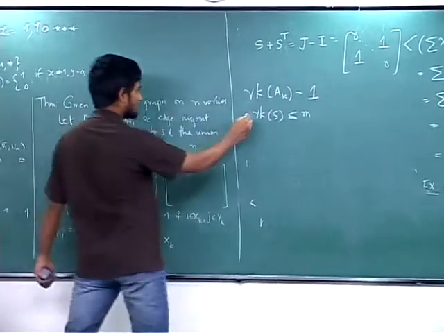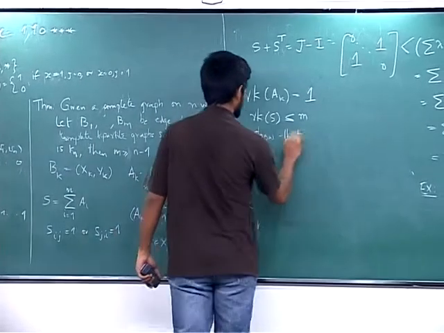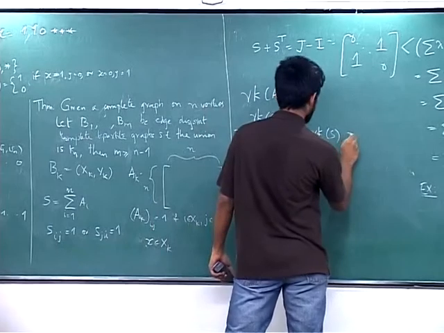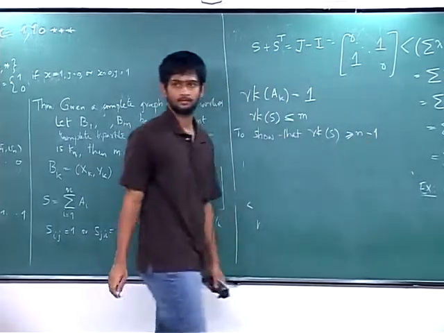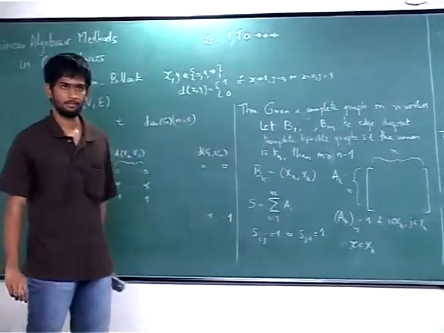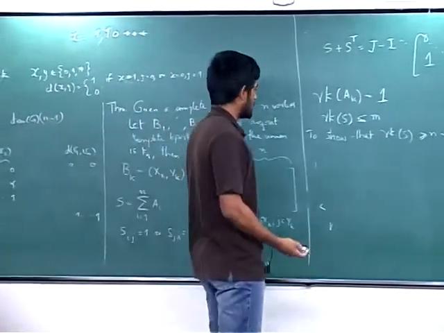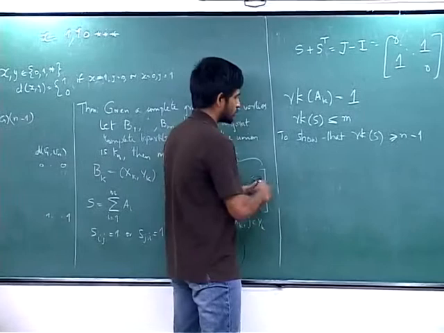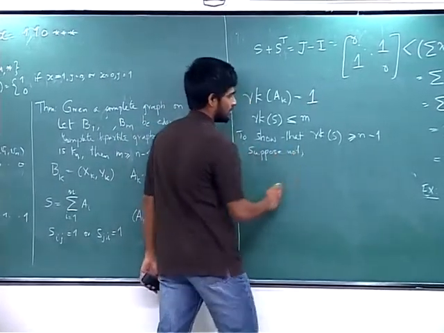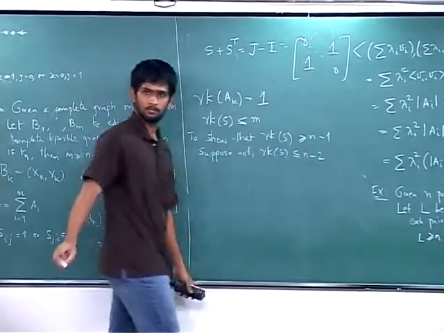I want to show that the rank of S is at least n minus 1. This is what I want to show now. Then I am done. Is it clear? So we'll suppose not. Okay. That means the rank of S is at most n minus 2.